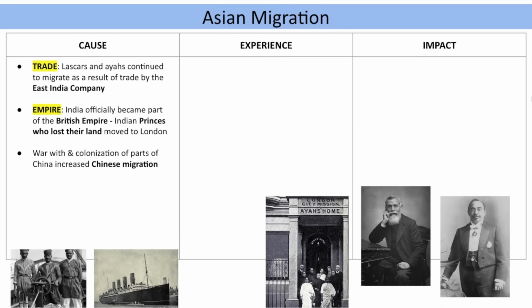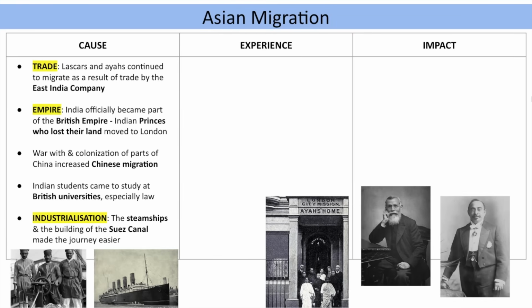As mentioned already, war with and colonization of parts of China increased Chinese migration. The colonization of Hong Kong after the Opium Wars increases Chinese migration, and that's also a development in the empire. We also see Indian students coming this time to study at British universities, especially coming to study law. So that's a key difference with the previous period when we saw mainly migration from India because of trade, and now we're seeing it for other reasons like politics and education.